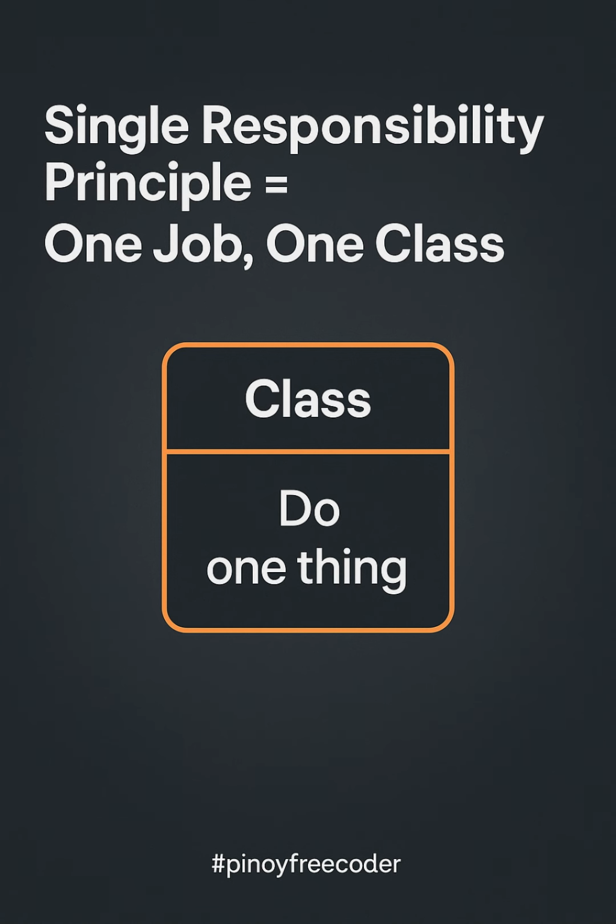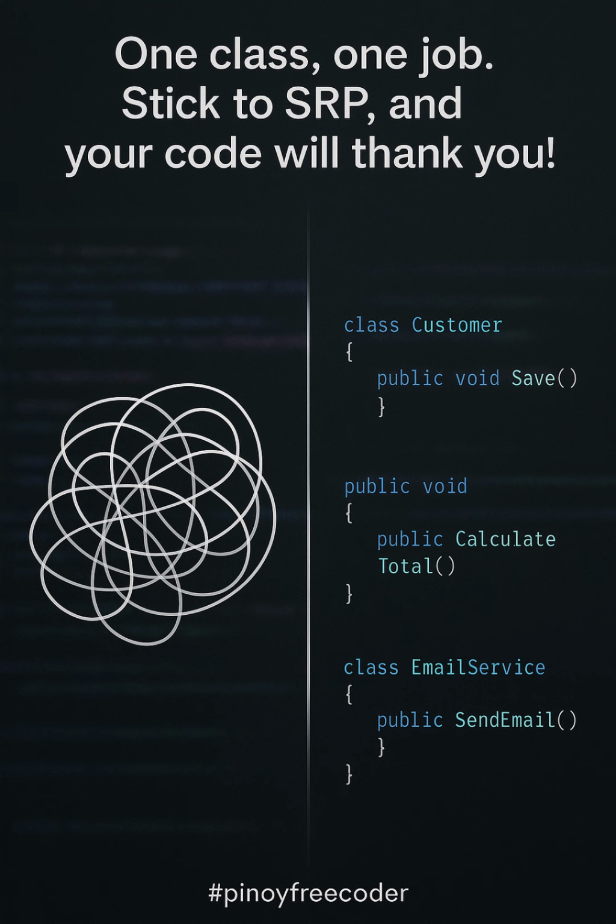In summary, the single responsibility principle helps us write cleaner, more maintainable code. By ensuring that each class has only one responsibility, we make our code easier to understand, modify, and extend. Remember, one class, one job. Stick to SRP, and your code will thank you. And say goodbye to spaghetti code.